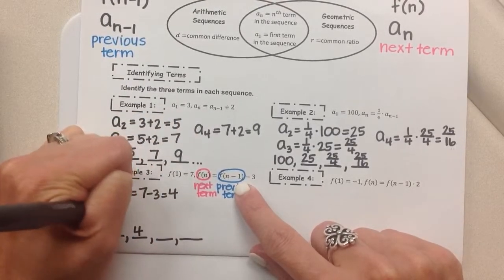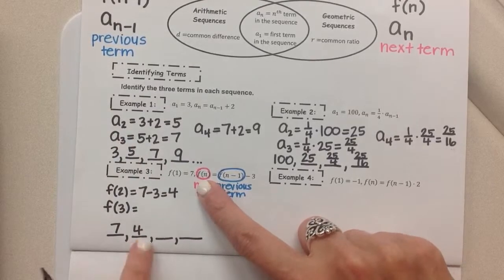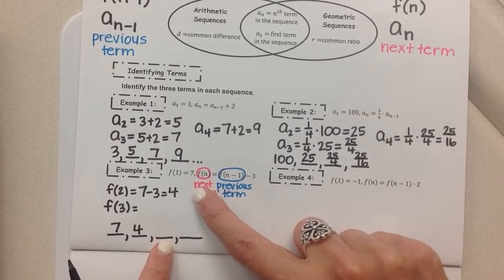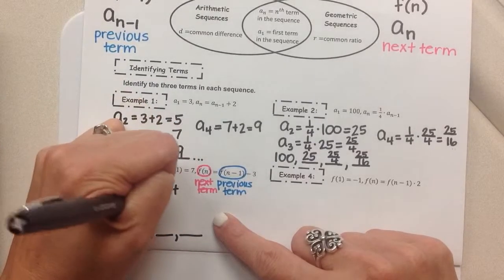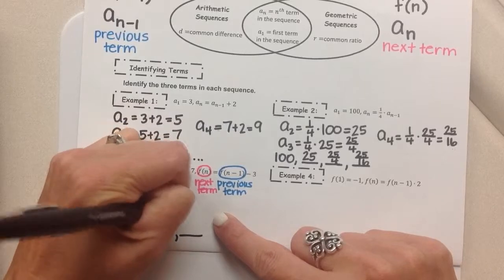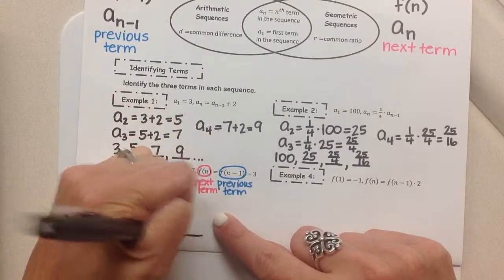All right, if I want to find the third number in the list, I'm going to take f of 3, which is the next term. I'm going to take the previous term and subtract 3. So I'm going to say 4 minus 3. And what is 4 minus 3? 1. So the third number in the list is 1.